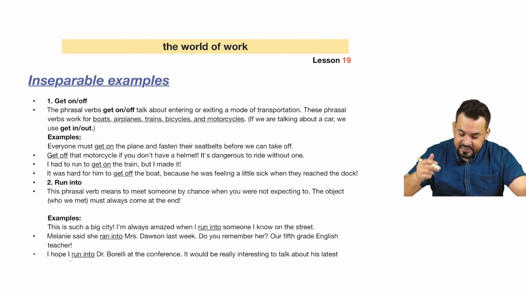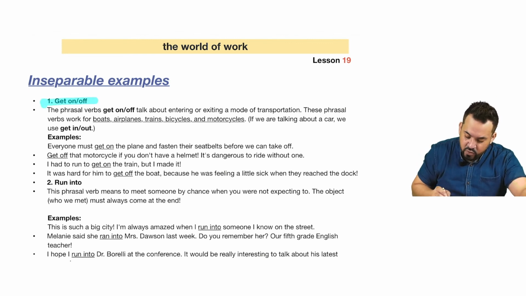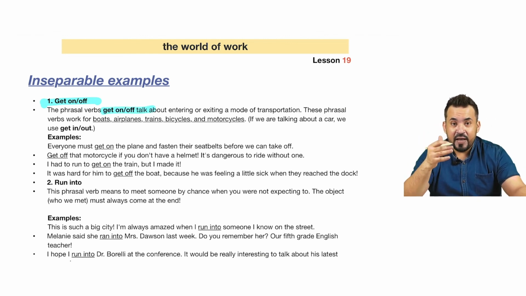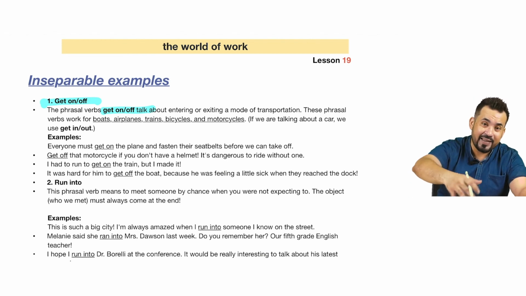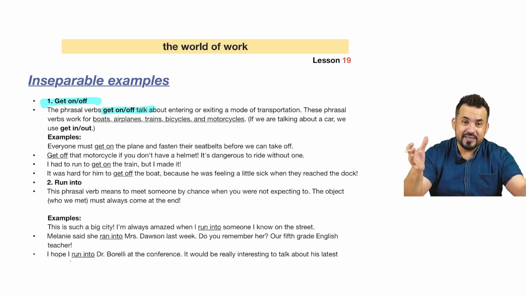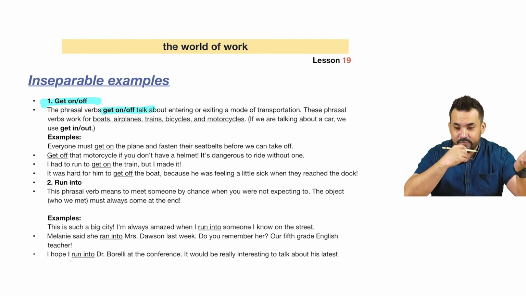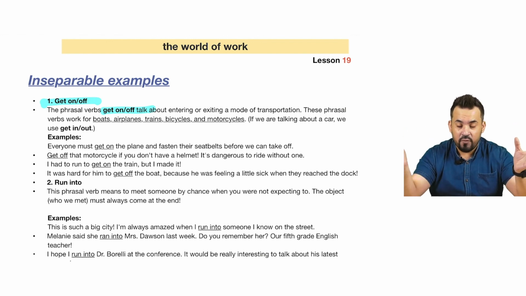Okay, let's take another example of inseparable phrasal verbs, get on or get off. Get on and get off are used together. We cannot separate them. Not get the car on, or get the bus on. You get on the bus. You cannot get the bus on. So this is inseparable. Same thing with get off. For example, get off the bus, or you cannot say get the bus off.